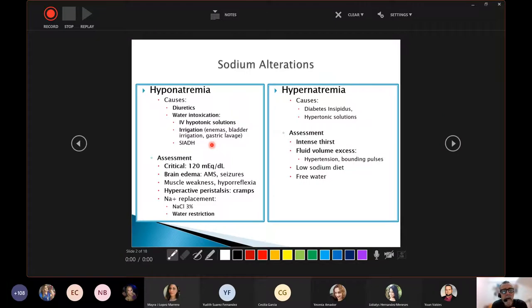Okay. And the other topic that they mentioned is that you need to memorize the value 120 or less as critical, because it's going to be present in questions of prioritization. You know that in questions of prioritization, all the clients are sick and need to be cared for. But one of them has priority because he's severely sick. And you need to understand that a person that has a sodium below 120 is critically ill, because the brain damage that this brings is very serious.